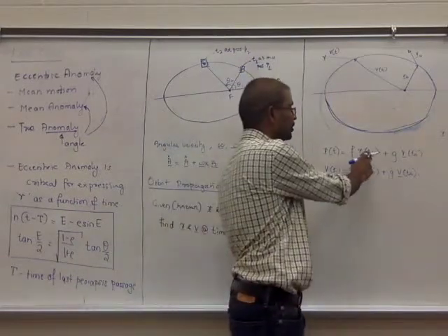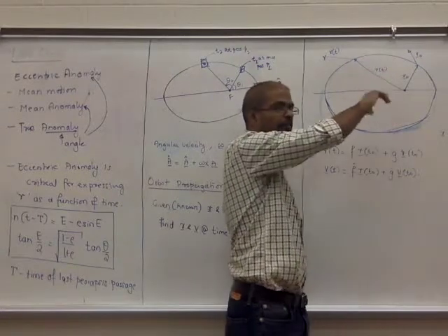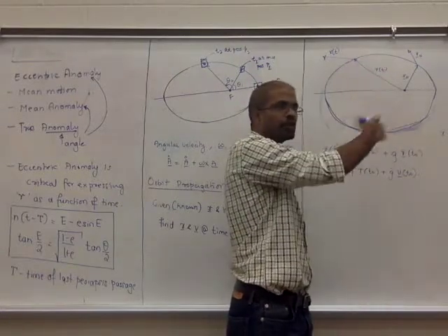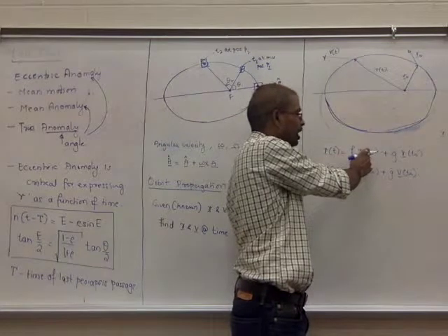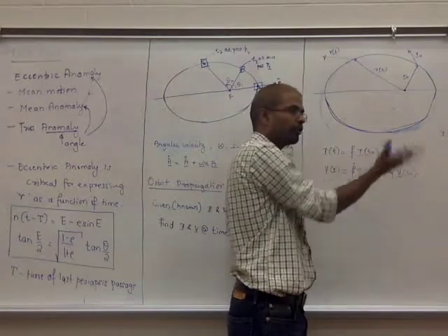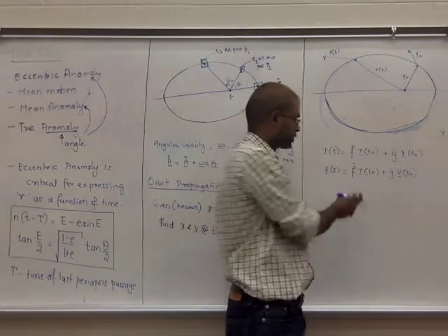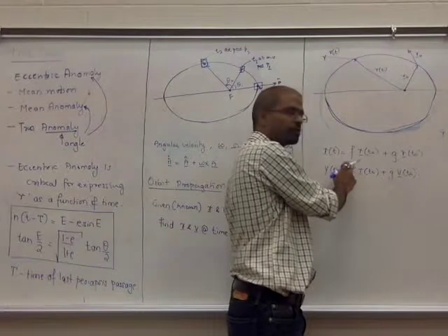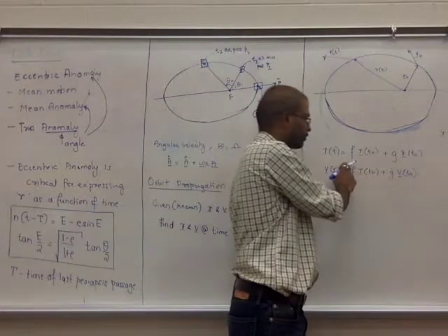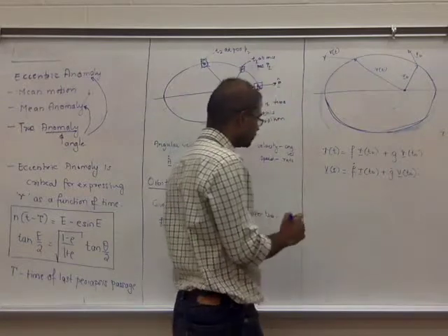This R naught of t is like a constant because it is predefined. That is the position at that point. That is not changing. R naught, R of t naught, is not changing with respect to time. It's an established position at time t naught. So if you take the derivative, we just need to take the derivative of f dot and g dot. Okay?